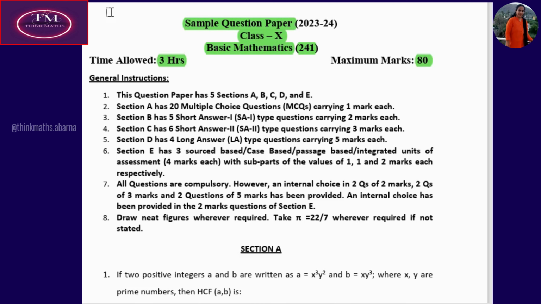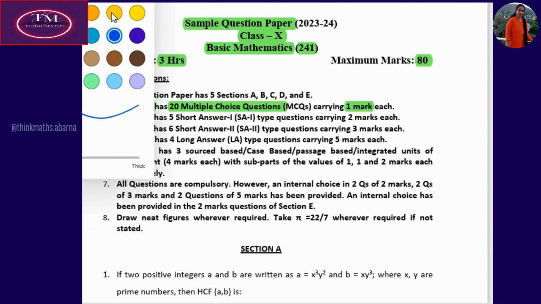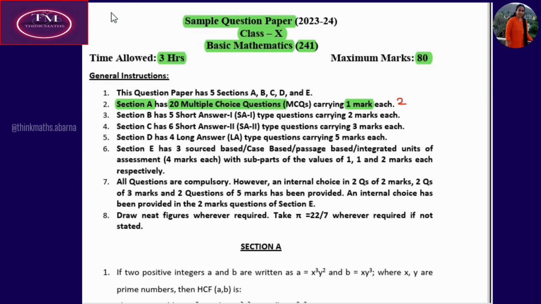The first point: the question paper has 5 sections, A, B, C, D and E. In section A, you have 20 multiple choice questions. Multiple choice questions means they will give the questions and the options, and you have to choose the correct option. For each question, you have 1 mark. So 20 into 1 is 20 marks. Section A carries 20 marks.